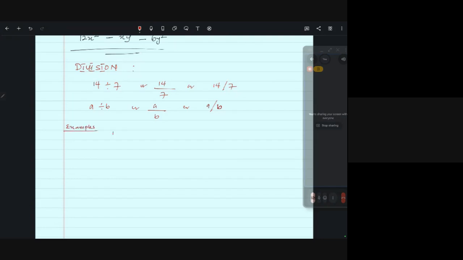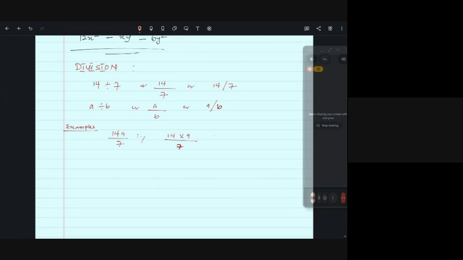For example, let's say I have 14A over 7. You already know from multiplication that this 14 and A are joined together by a multiplication sign. So we can split this into 14 times A over 7. Now, this 7 is not for 14 alone or for A alone, it's for both of them.